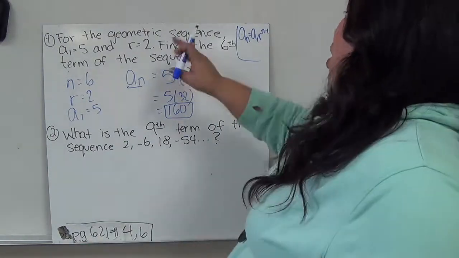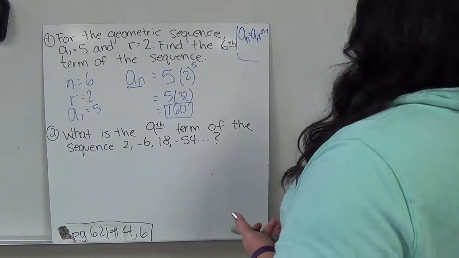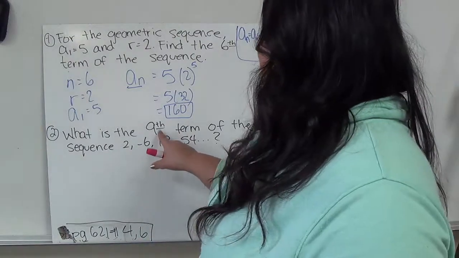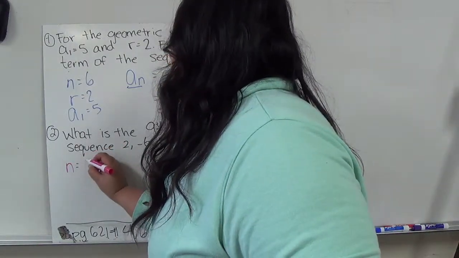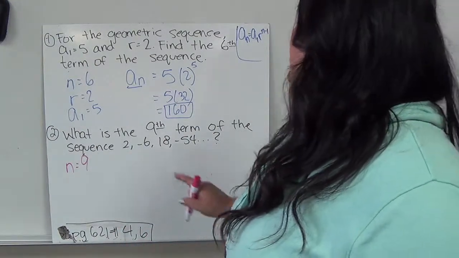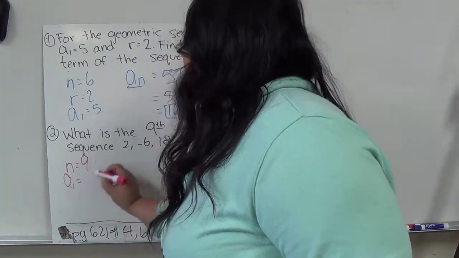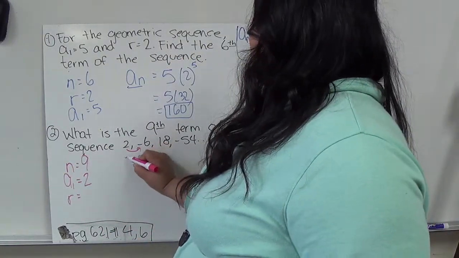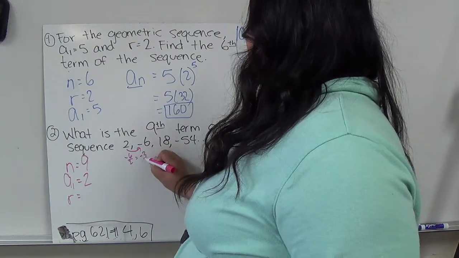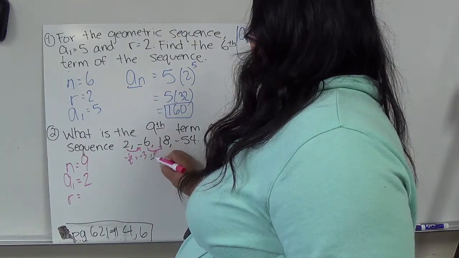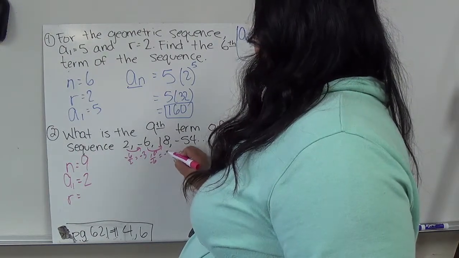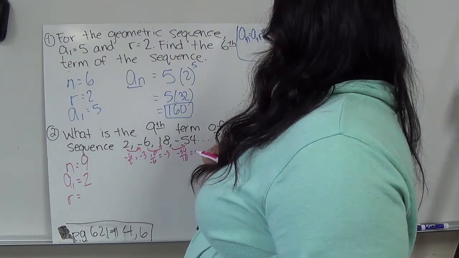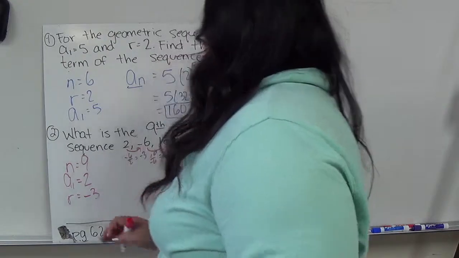Now, sometimes they're not just going to spoon feed you the variables. You're going to have to put them together by looking at the pattern itself. So we know from here that they want us to find the 9th term, so n is 9, right? We know what a1 is, the first term, which is 2. Now all we have to do is find the ratio. Well, this is negative 6 over 2, which gives me negative 3. This is 18 over negative 6, which is negative 3. And this is negative 54 over 18, which is negative 3. So my ratio is negative 3.